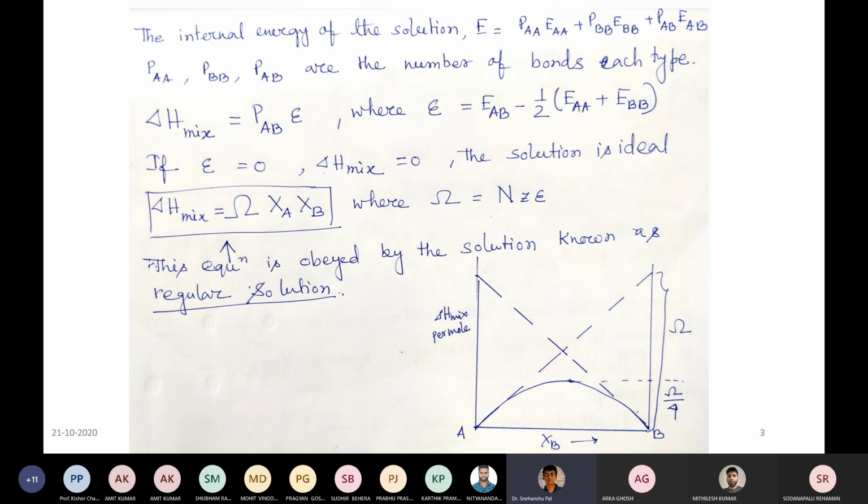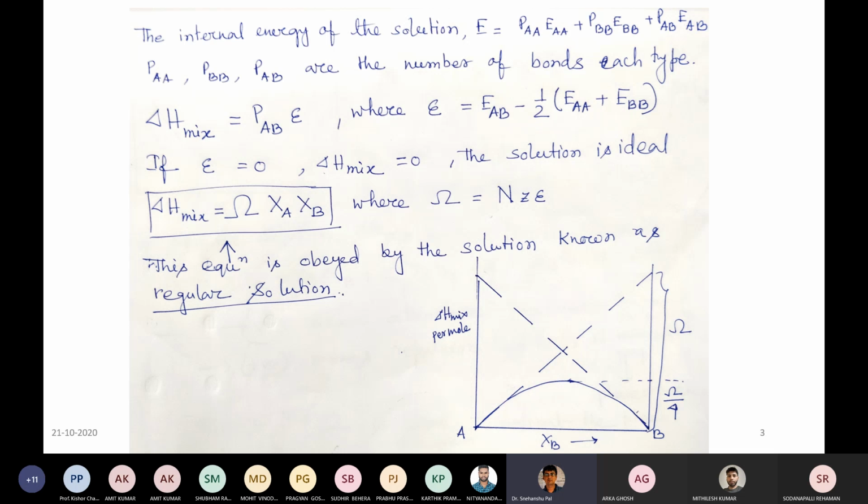So this is correct. Now if you want to go back to the ideal solution scenario, what we have to do is take epsilon equals 0, and that leads to del H mix equals 0. Then again you are getting the solution becoming ideal.